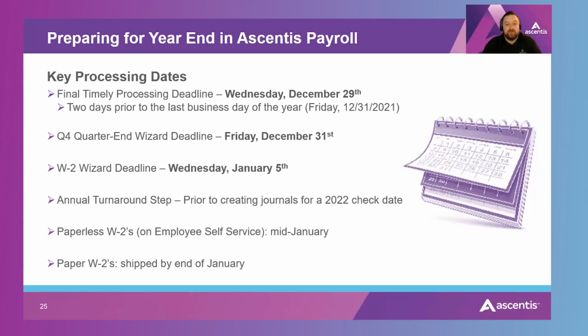The deadline for quarter 4 filing will be Friday, December 31st, by using the quarter end wizard within the payroll application. This is to ensure support and the tax department review and submit data timely to Ceridian. The deadline for W-2 sign-offs will be the following Wednesday, by using the W-2 wizard in the desktop application.